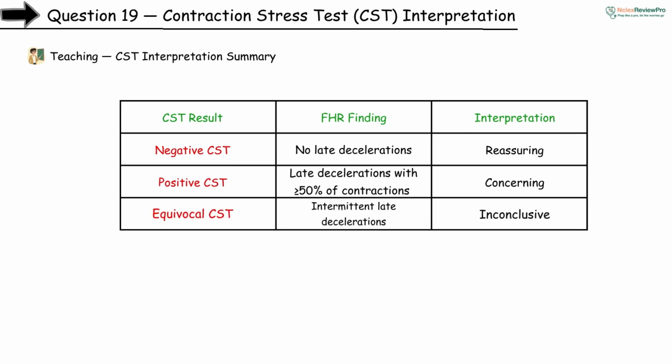Now let's quickly solidify this with a simple comparison. A negative CST means no late decelerations and is reassuring. A positive CST means late decelerations occur with at least 50% of contractions and is concerning. An equivocal CST means intermittent or inconsistent late decelerations and is inconclusive.